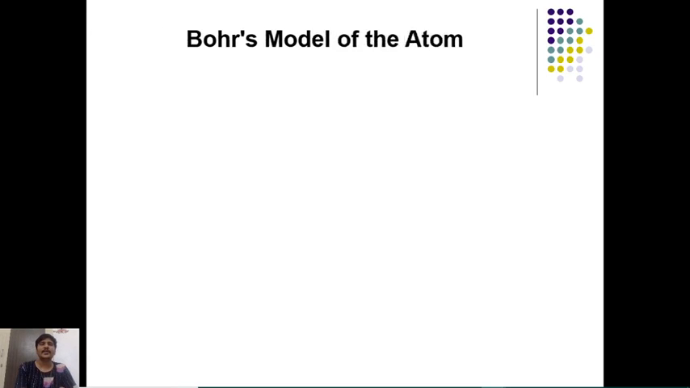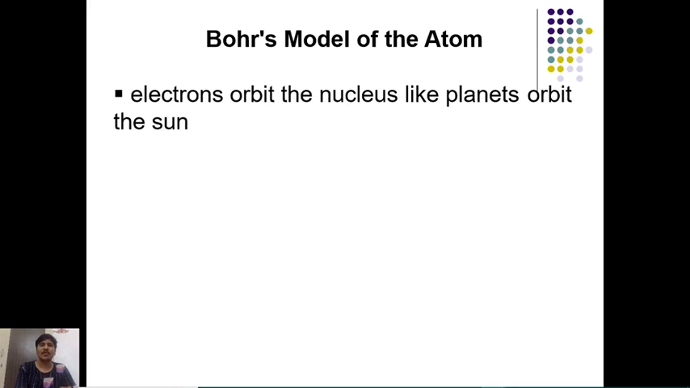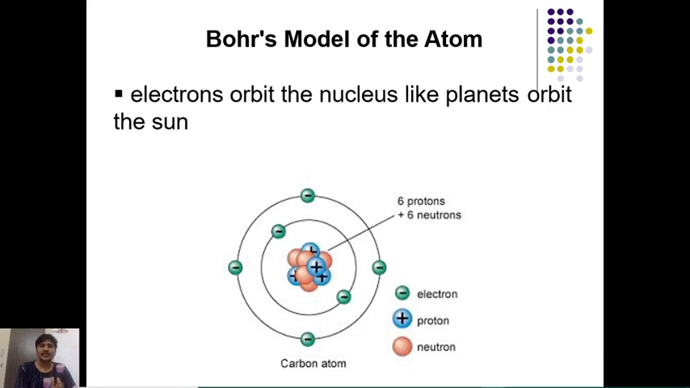After that, we talk about Bohr's model of the atom. Mr. Bohr told us that electrons orbit the nucleus like planets orbit the sun. This is the same as Rutherford. The nucleus is a combination of protons and neutrons, and the electrons are spread in orbits around it.